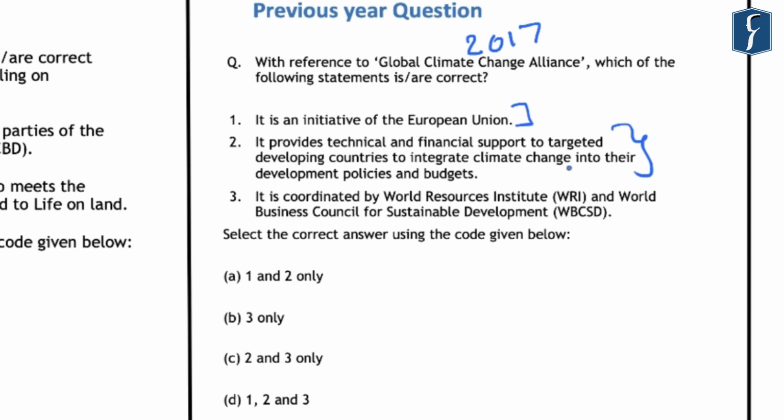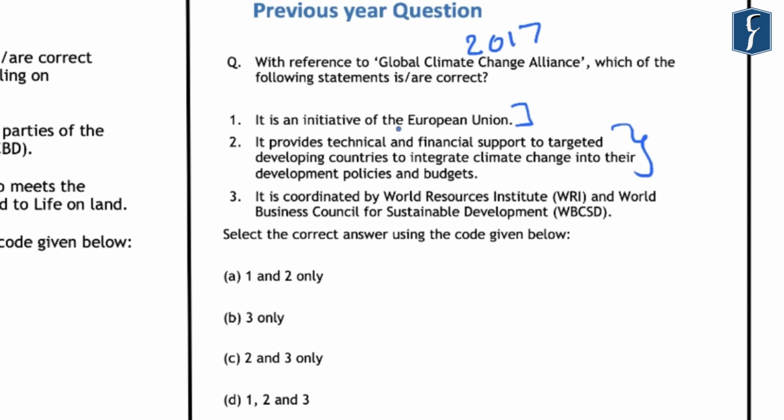Now, normally when we see any climate change related initiative which is of global scale, we assume that this might be an initiative of the UN Environment Programme or the United Nations Framework Convention on Climate Change. And hence we will have a tendency to eliminate the first statement that is given, that is, it is an initiative of the European Union. However, the unique thing about this Global Climate Change Alliance was that it is an initiative of the European Union.